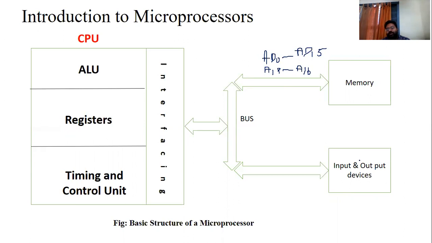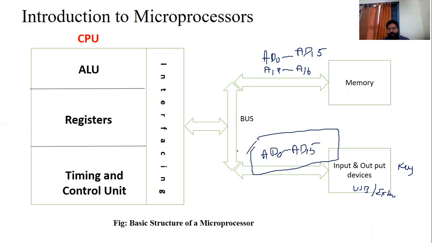How to access the input output? Suppose we connect a USB, an external hard disk, or a keyboard. How to connect this CPU to the input output devices? That will be connected by the AD0 to AD15 lines only. Input output device data is 16-bit only, but memory device address is 20 bits. Remember.